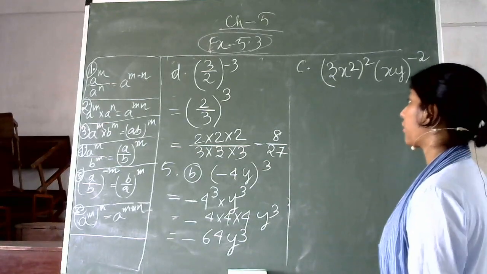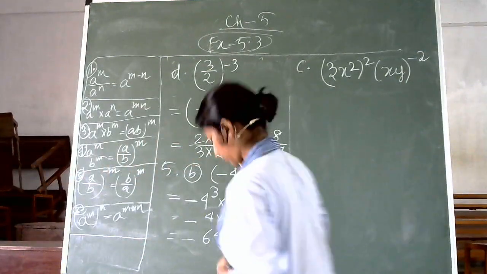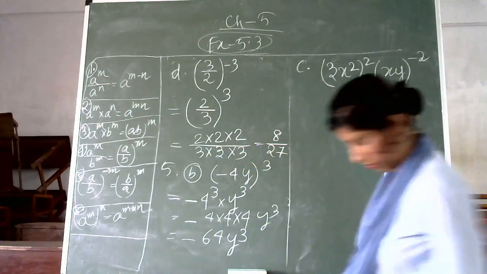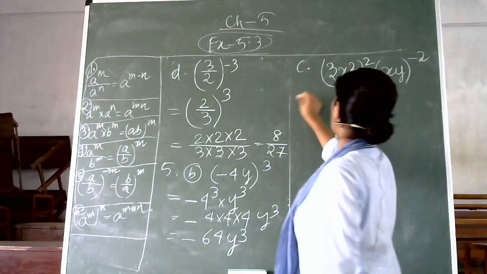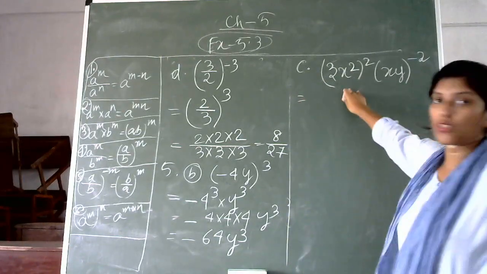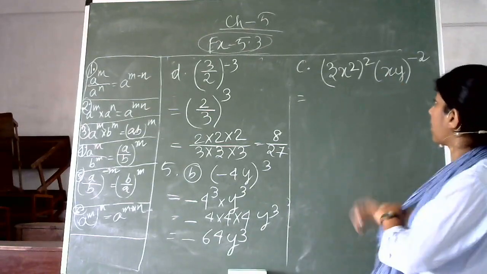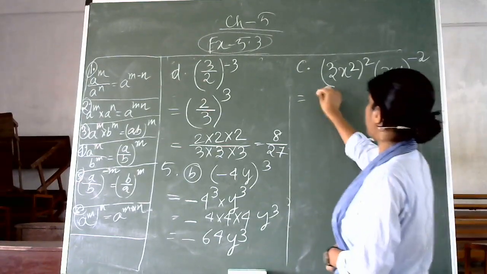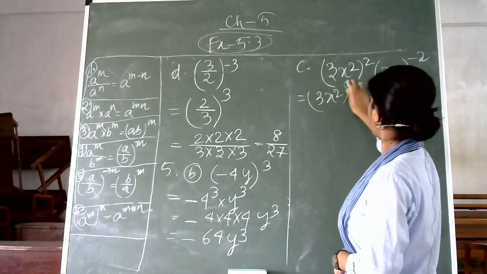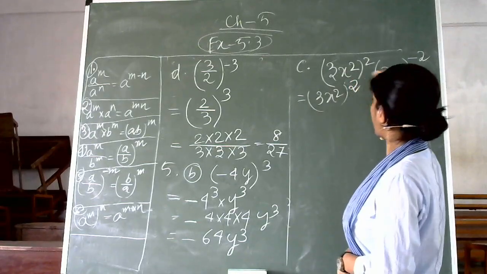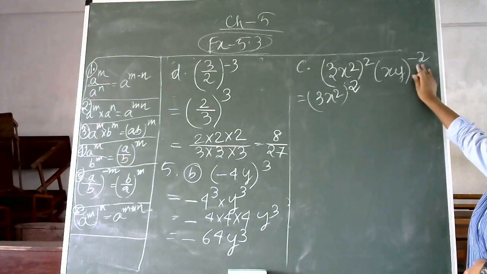Okay. Now here you see how you do. See, I have two brackets over here. One is this one, the other is that one. Now you see, this is 3x square whole to the power 2, right? And here I have a minus. You can see it's a minus.